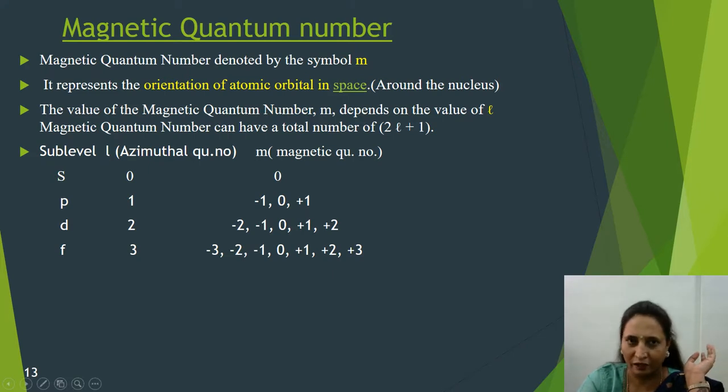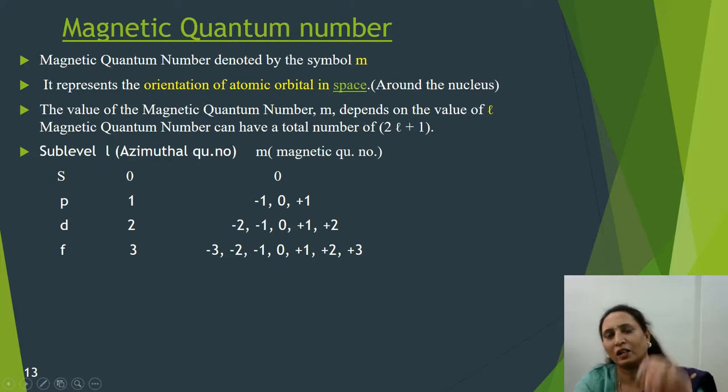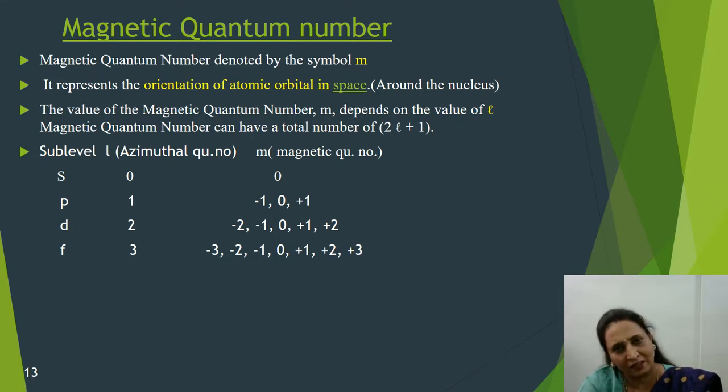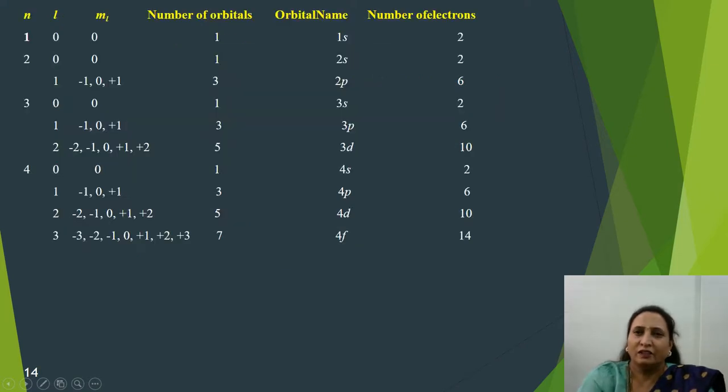Now when F subshell is there, azimuthal quantum number is 3 and the total values are started from -3 and go up to +3. A total of 7 values are present, that is, 7 suborbits are there. Now this table gives a clear-cut idea about the relationship between n, l and m, that is the principal quantum number, azimuthal quantum number and magnetic quantum number.